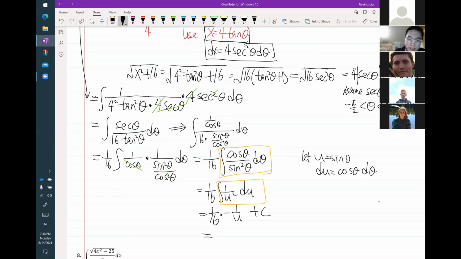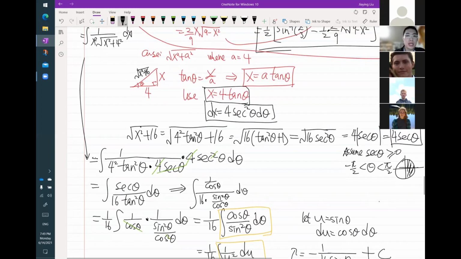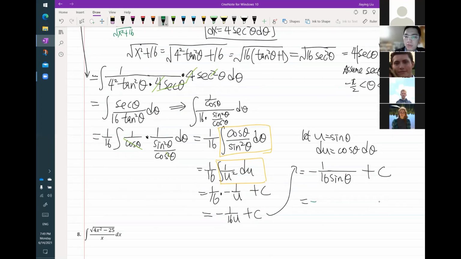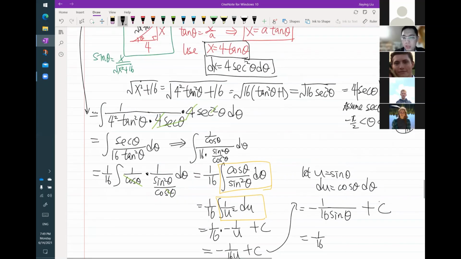Let me quickly finish this. So that's negative 1 over 16u plus c. We can put back the u, which is negative 1 over 16 sine theta, plus the c. But this is still not good enough because the original function is a function of x, so I have to rewrite sine theta. If you recall the triangle, from this triangle we can find sine theta, which is x over square root of x squared plus 16. Putting it in, the denominator is x over square root of x squared plus 16, plus a c. The next step is just to rewrite the denominator and make it look nice.